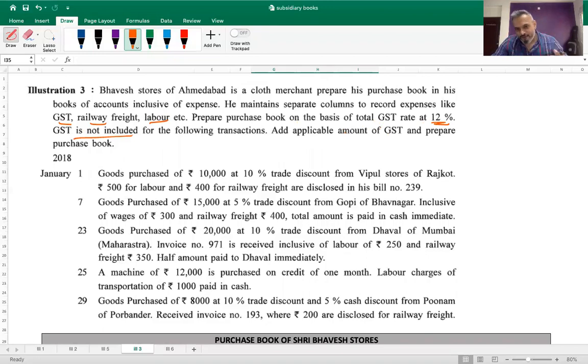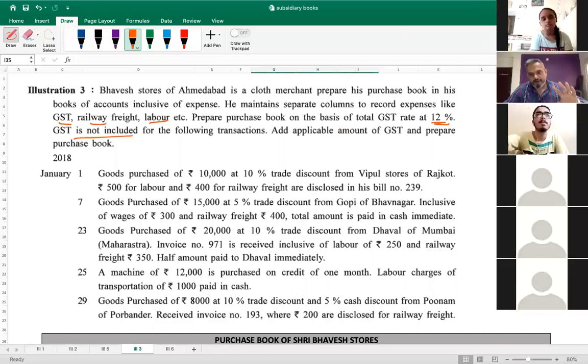Now, see students, don't connect this to practical life. This is a theoretical, hypothetical example given just to help you understand how a purchase book is made with columns of expenses when there is GST. It is really different from what you do in real life, but right now we are not going to talk about it.